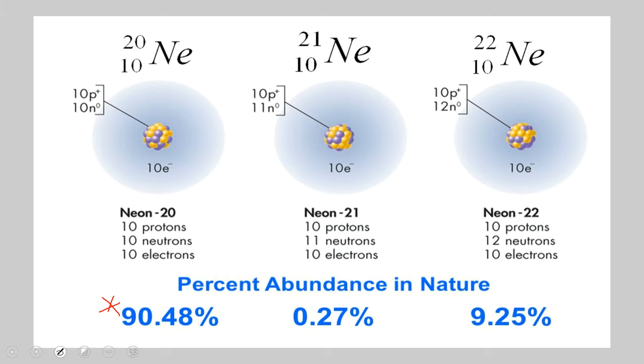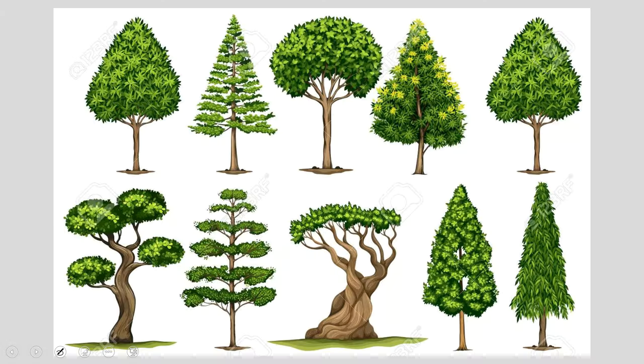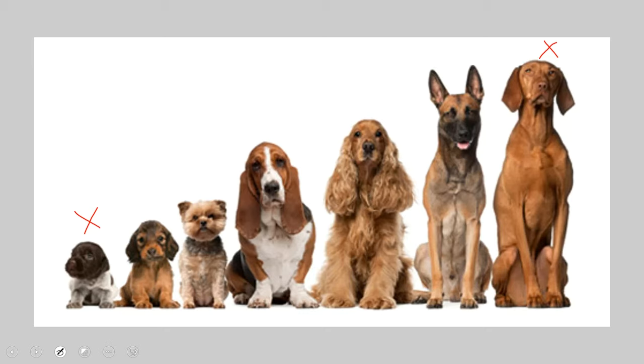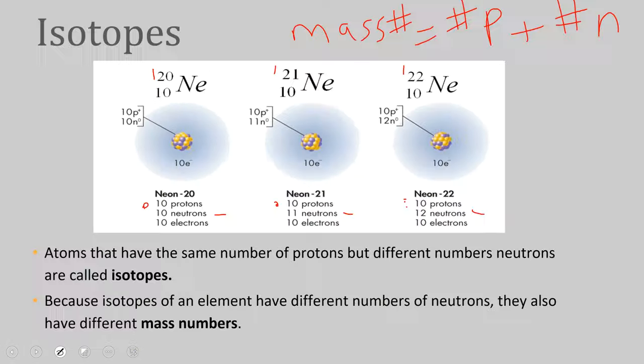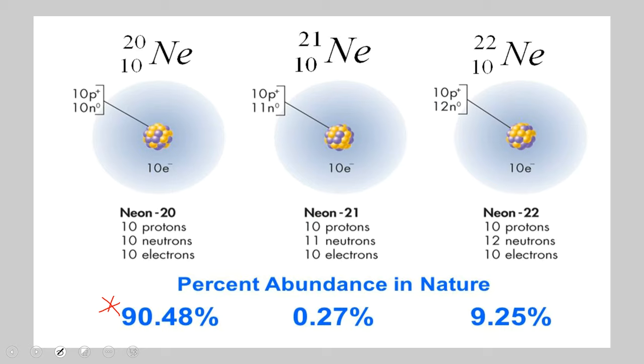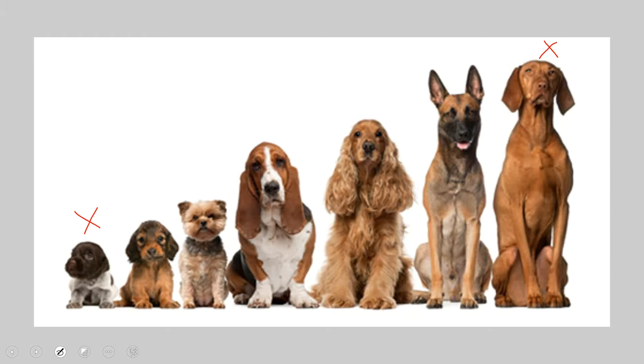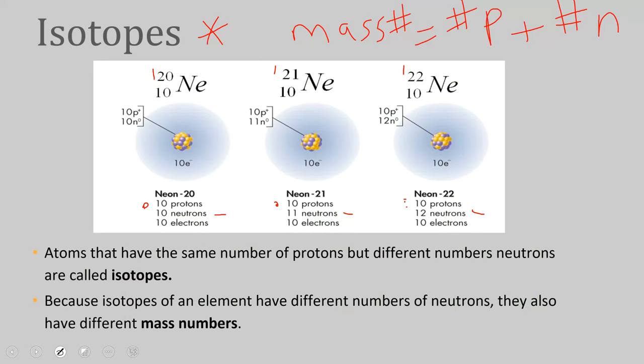So just like we have varieties of dogs, we have varieties of elements, just like we have varieties of trees, we have varieties of elements, and these are what we call isotopes in chemistry class. Now we're going to be able to use these different isotopes, the masses and the percents, in order to solve other things. But it's important to understand what an isotope is before we continue on to more complex topics.